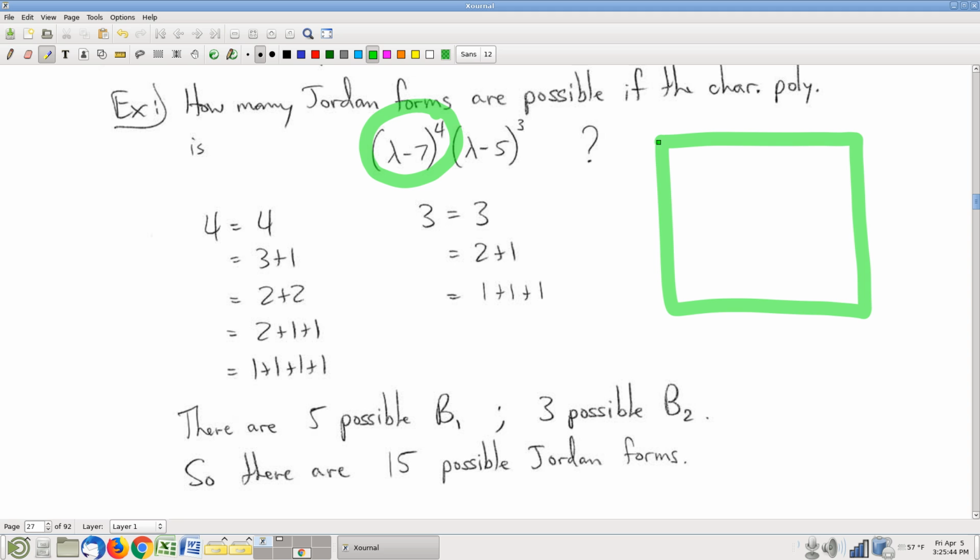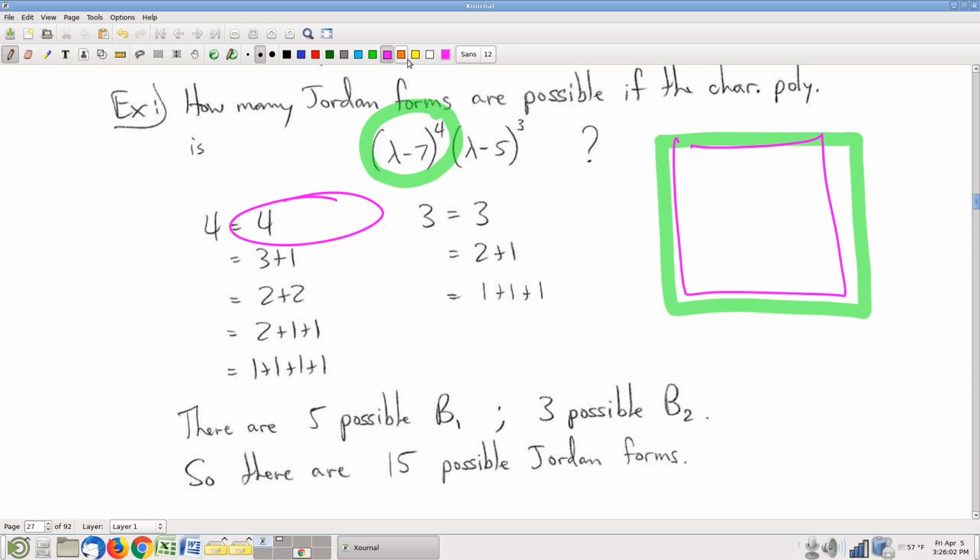What's going to be inside of that? Lots of possibilities. One possibility is that you have a 4 by 4 basic Jordan block. Let me just circle that for a moment. I'll come back to the connection momentarily.